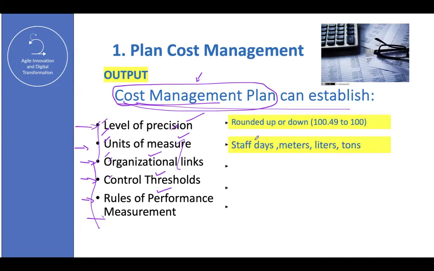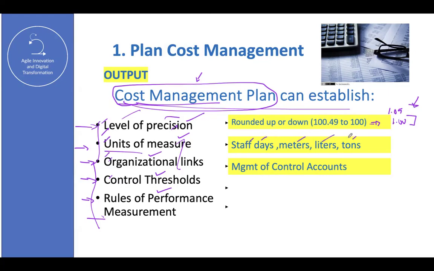So in yellow, remember yellow, PMI definitions. Level of precision: rounded up or down. This is when you are working with Excel and you put $1.05, you can round it into just $1. Those rules you're supposed to put here, level of precision. That is straightforward mathematical considerations, very basic. Units of measure: staff days, meters, liters, tons. This is just to standardize the units of measure at any time you put them on the cost.